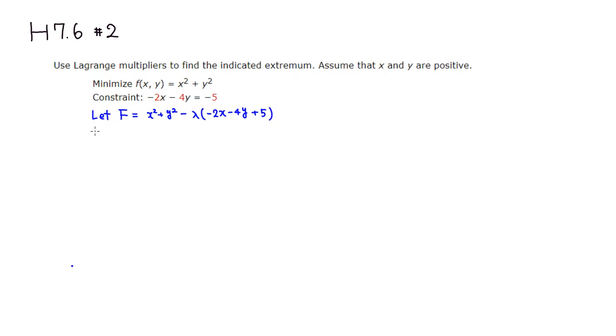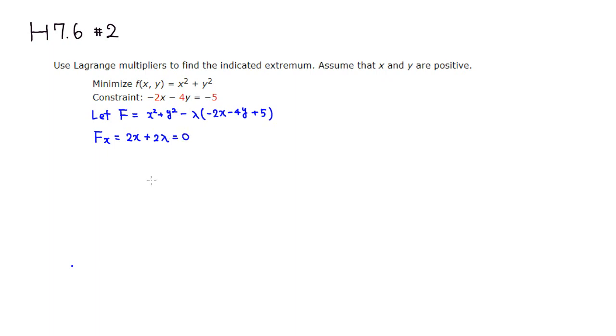Then we're going to find the first partial with respect to x. So the partial of capital F with respect to x is equal to the partial of x squared, which is 2x, and the partial of y squared with respect to x is 0. And you have a negative lambda there, but the partial of this is negative 2, so it's going to be plus 2 lambda. Then set that equal to 0.